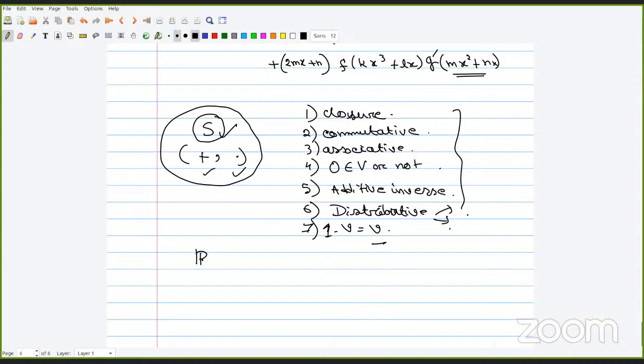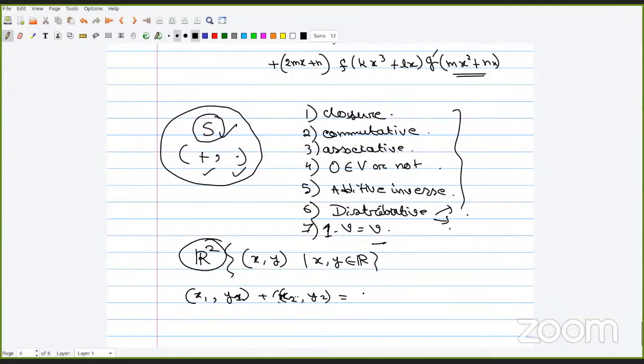Suppose I am giving you R2, okay? R2 means the set of (x, y) such that x, y belong to R. Suppose I am defining addition like this. How are we defining addition? Given X1, Y1 and X2, Y2, these 2 are given. Suppose I define the addition as (X1 plus X2, 0). Okay? And multiplication I am defining like this.